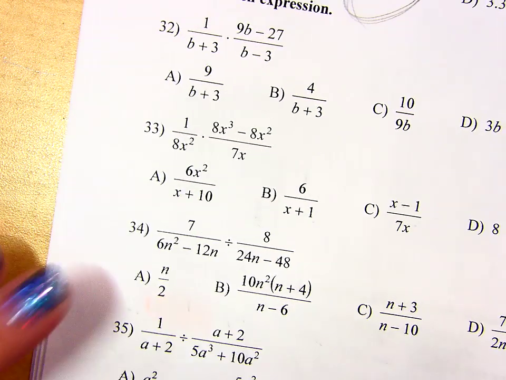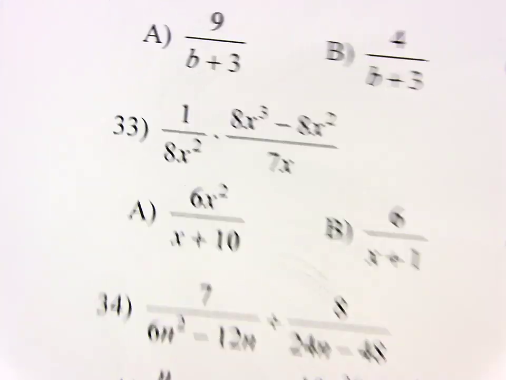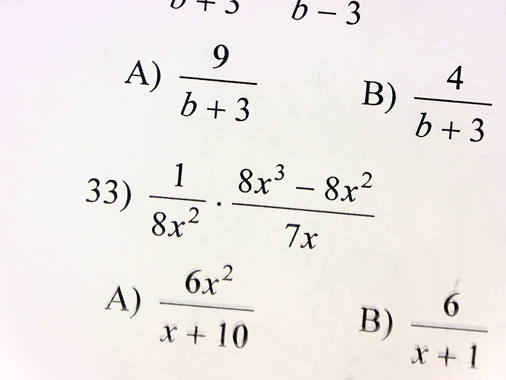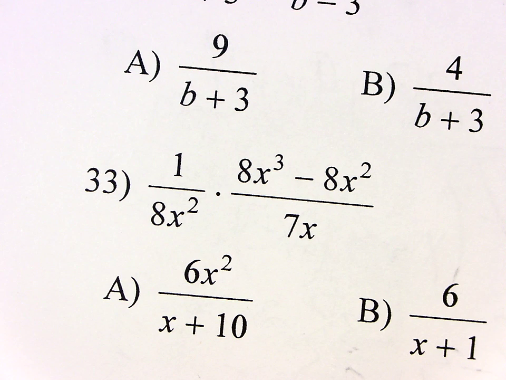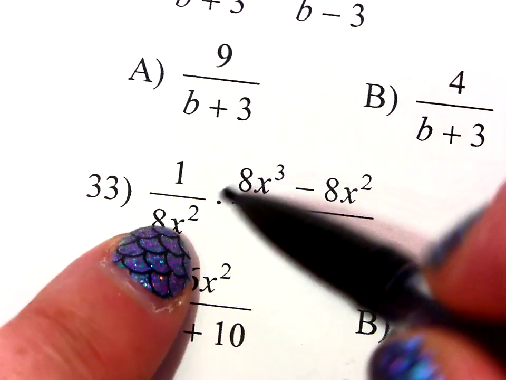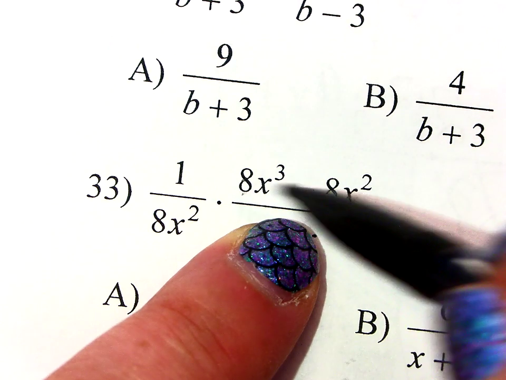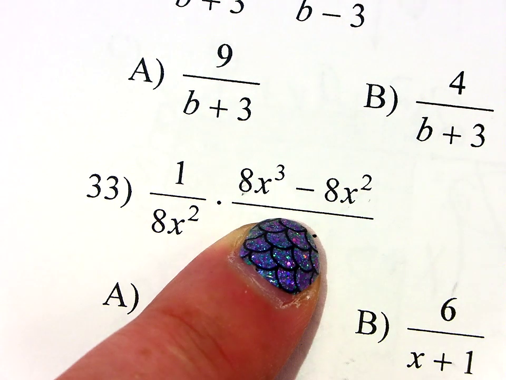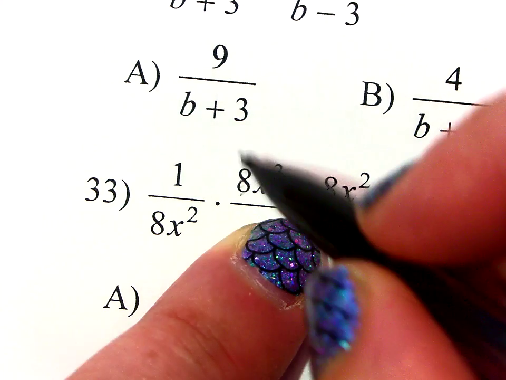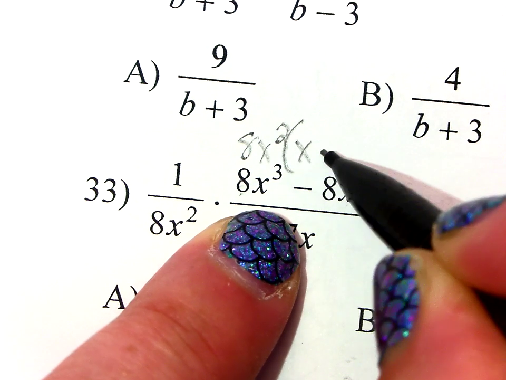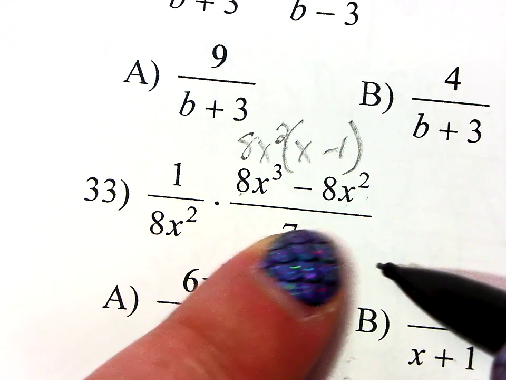33 is a multiplication problem, right? I'm multiplying those two. If you remember, there was only 2 steps to these. Factor whatever you can, cancel, I guess 3 steps, and then write your answer. So, you're just going to look at each thing all by itself. 1, there's nothing to do there. Can I factor anything here? 8x cubed minus 8x squared. Take out an 8x squared, and what's left behind? X minus 1. Do you agree?